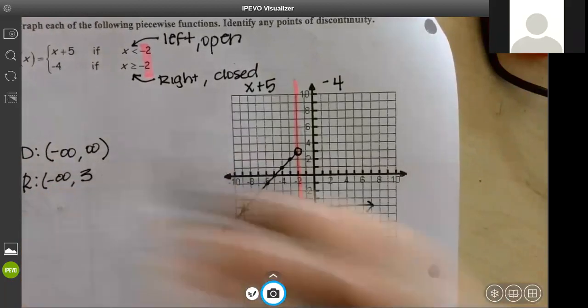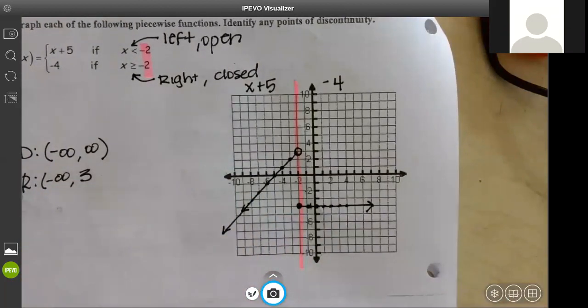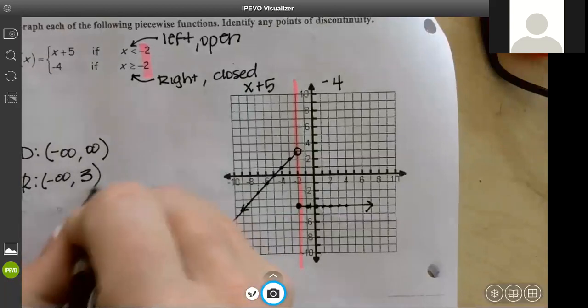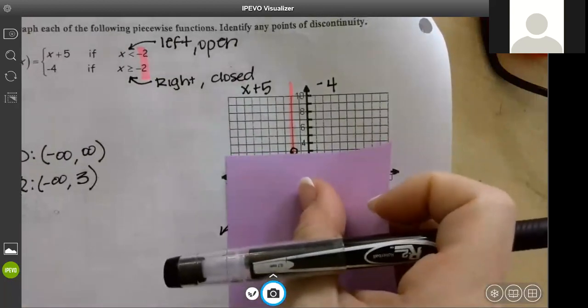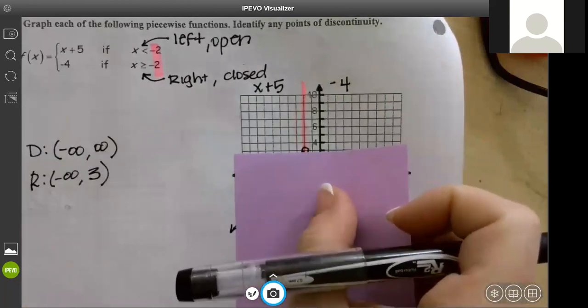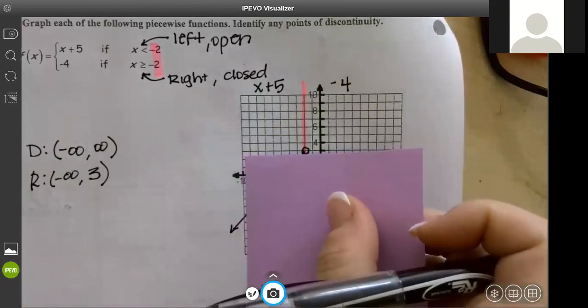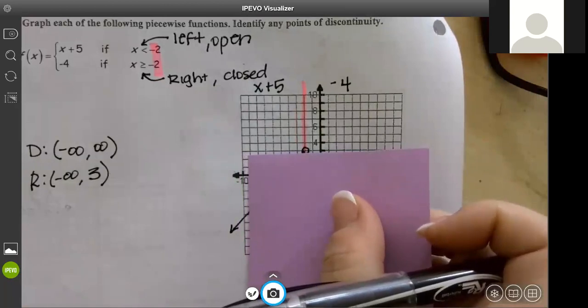Is it included or not? Very good. Is it bracket or parentheses? Parentheses. Why is it parentheses and not bracket? It's an open circle. So be aware of that. And you will get counted up on your test for brackets versus open parentheses, okay? So be ready for that.